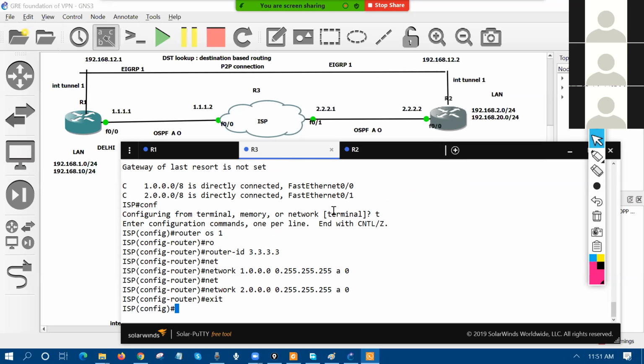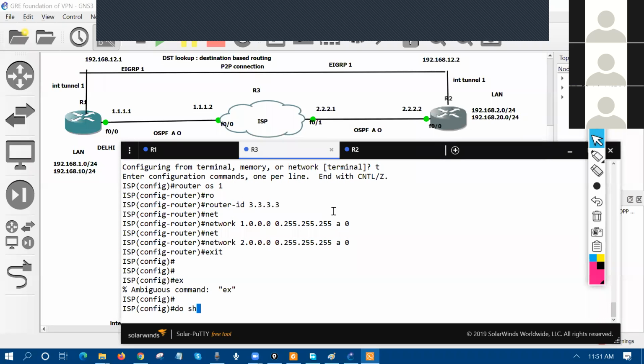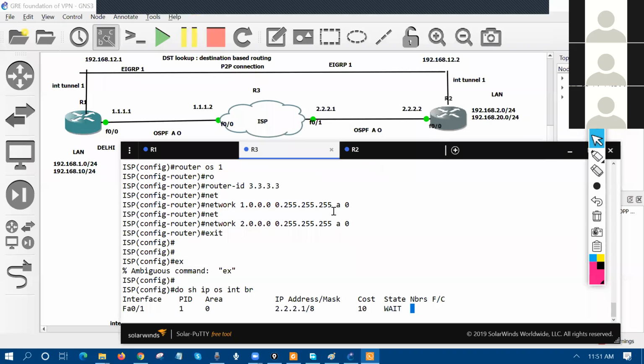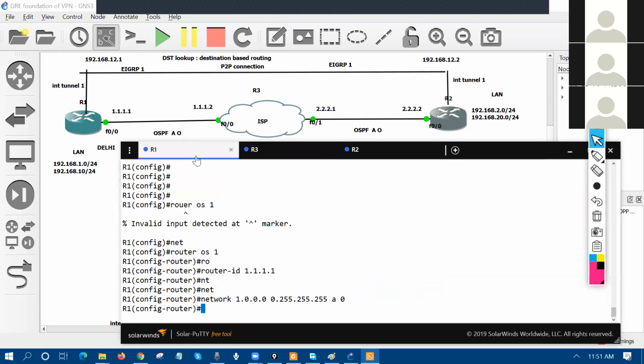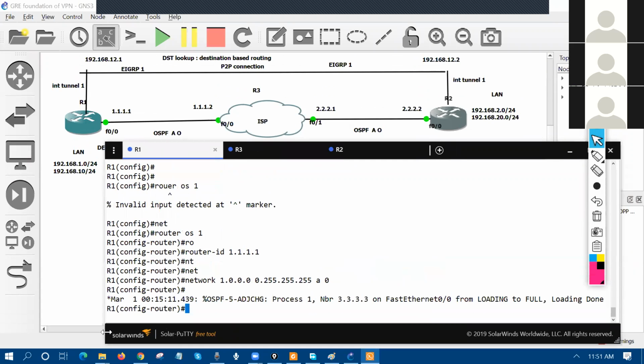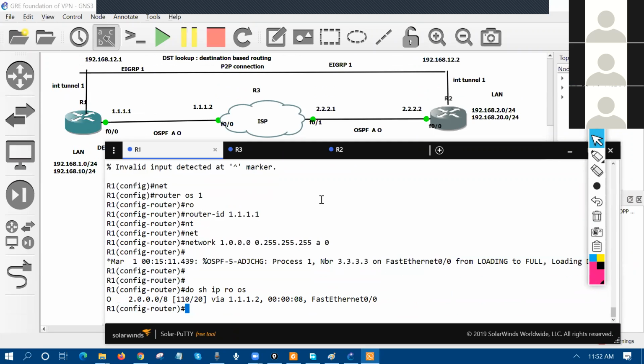Just wait for some time because OSPF will take some time to form the neighborship. The waiting state is going on. If you do show IP OSPF interface brief, the wait state is going on, right? The DR election will happen. So now I have a neighborship. R1 is forming the neighborship with 3.3.3.3, that is R3, the ISP. And if you do show IP route OSPF, we have this information.